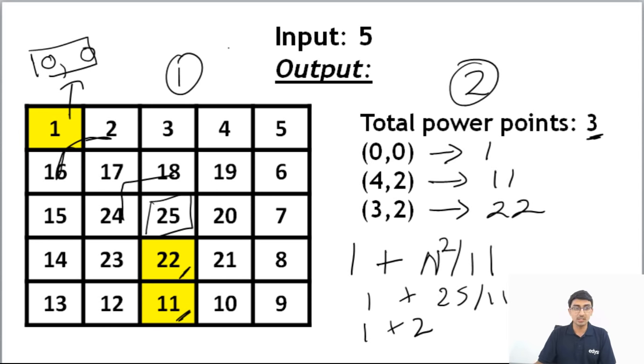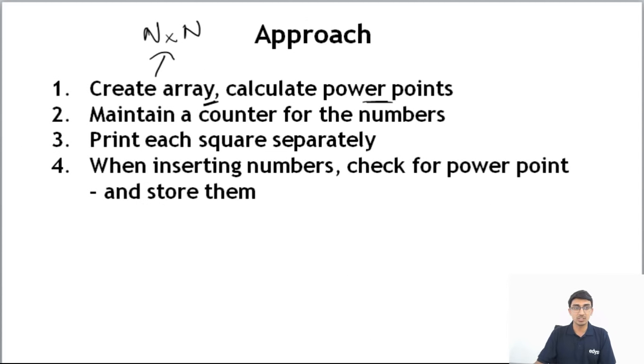So hence I said let's keep that as the first step, calculating power points. This is nothing but very simply 1 plus n square divided by 11. 1 is by default, and n square divided by 11 will get us the number of power points. So the first step is really easy and I'm sure we'll be able to do it. I'm just going to tick that off. The second step, maintaining a counter for numbers, we'll come to that.